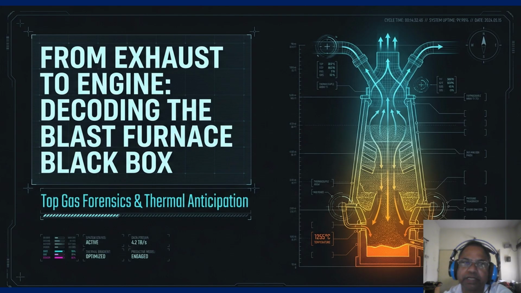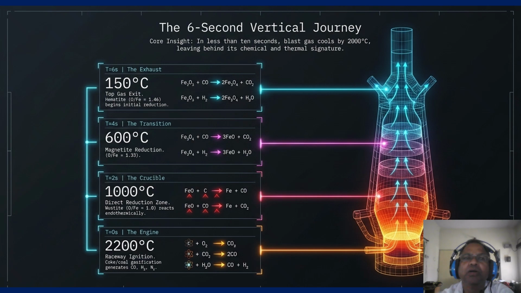To decode the result at the top, we must first understand the high speed kinetics of the journey from the bottom. Now look at the wireframe furnace on the right. In less than 10 seconds, the blast gas cools by 2000 degrees, leaving behind the entire chemical history. Follow the blue arrow from the engine at 2000 degrees up to the exhaust at 150 degrees.